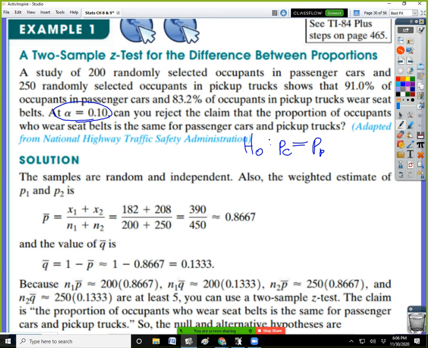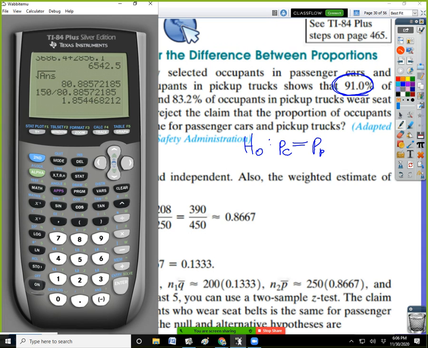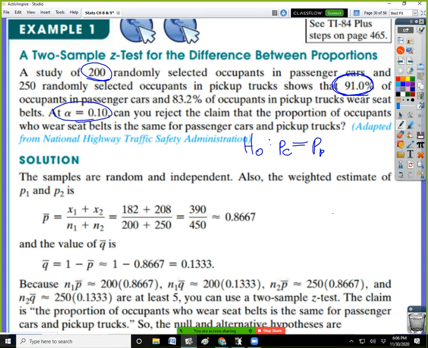So let's figure out our stuff. Well, X1 and X2. We have to figure out what is 91% of 200. So we go 0.91 times 200, which gives me 182. So you'll notice that's why I have 182 right here. That's how many people wear their seatbelt out of 200. Now, we go 83.2% of 250.